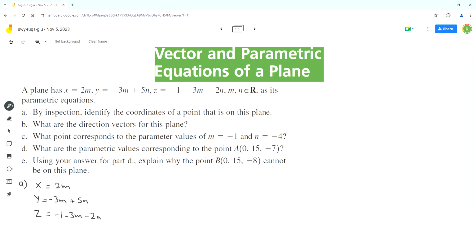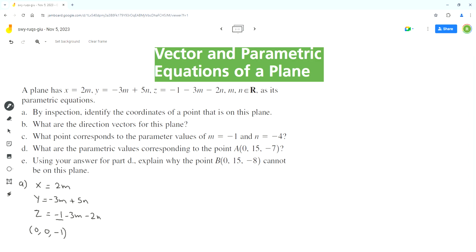In the x equation, there is no given number term. That means the number term in the x equation is 0. So the x coordinate of the point is 0. In the y equation, there is no number term. That means the y coordinate of the point is 0. And in the z equation, the number term is negative 1. So the z coordinate of the point is negative 1. So this is a point that lies on this plane. So this should be the final answer for part A.